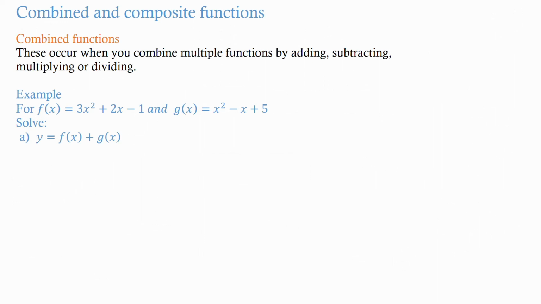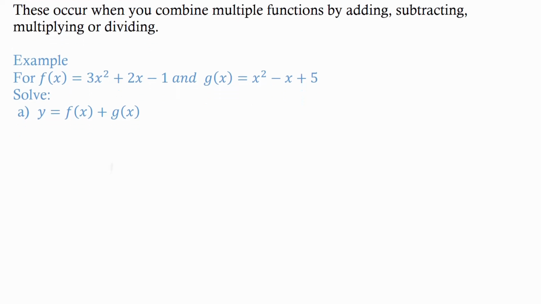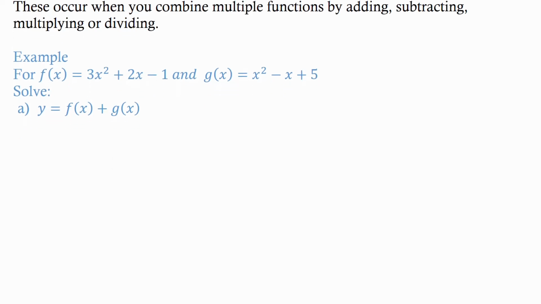In this video, we're looking at combined and composite functions. So the first one of these we're going to focus on is what we call combined functions. These occur when you combine multiple functions by adding, subtracting, multiplying, or dividing. For example here, we have two functions, f(x) and g(x). f(x) is 3x squared plus 2x minus 1, and g(x) is x squared minus x plus 5.